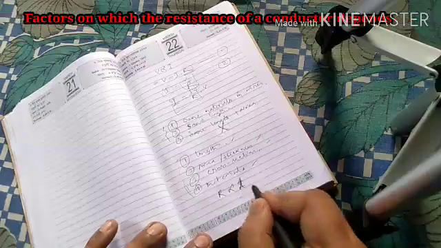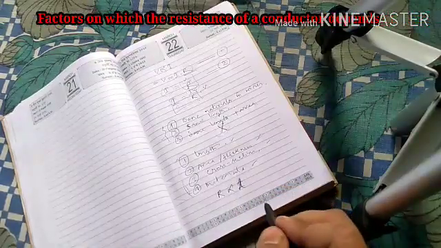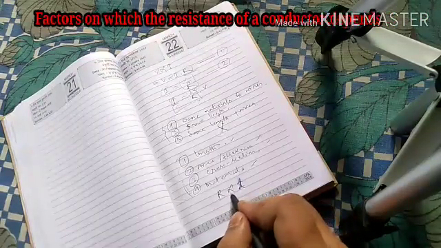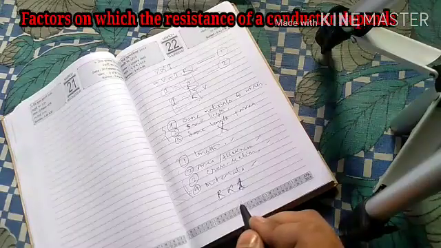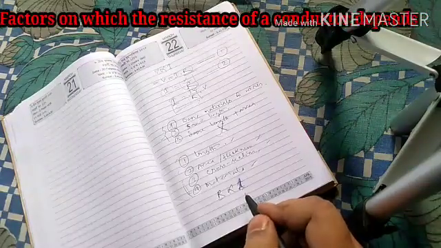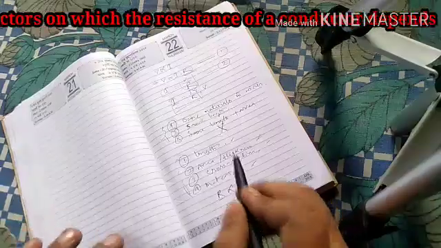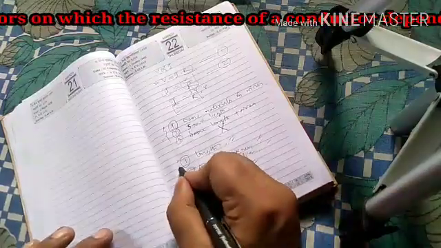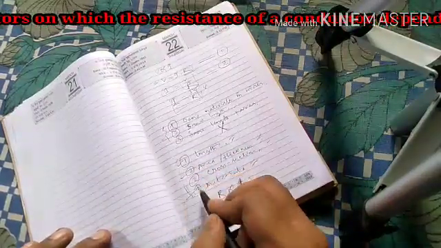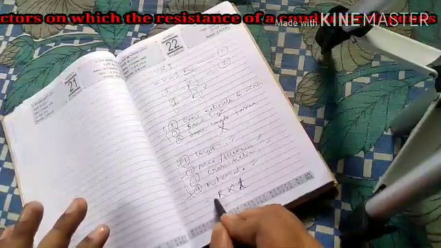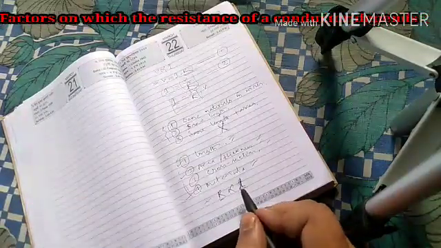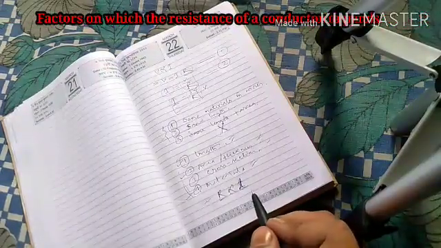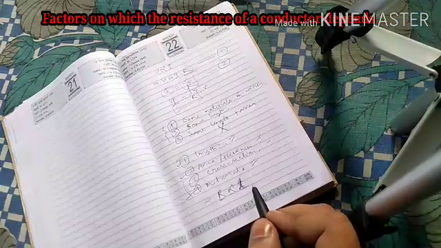Here the length I'm writing as L. So R is proportional to L. It means that resistance in a conductor in a circuit is proportional to the charges moving through it. If the metals are the same length, the same material and the same thickness, when these three factors are the same, then the resistance in a conductor will be equal to the charges or electrons flowing in the conductor in the circuit.